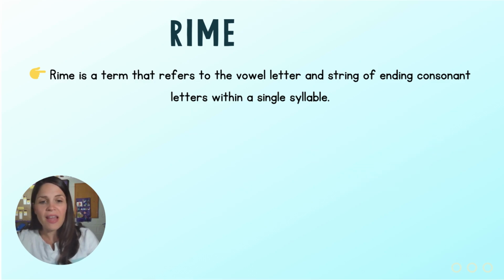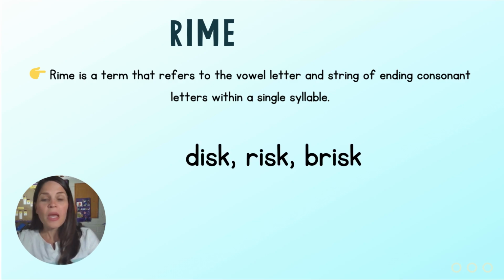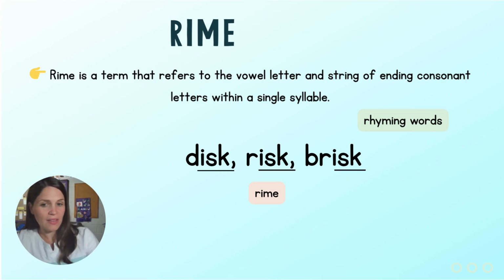Let's take a look at another set of examples. In the word disc or risk or brisk, can you identify the rime, R-I-M-E? Okay, it's actually the letters I-S-K, in all of those words. And again, if you listen to those words, disc, risk, brisk, these are words that rhyme because they sound alike at the end as well.